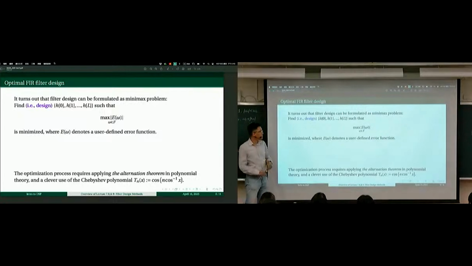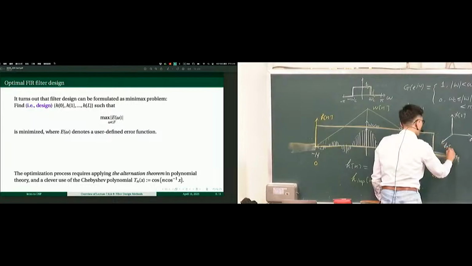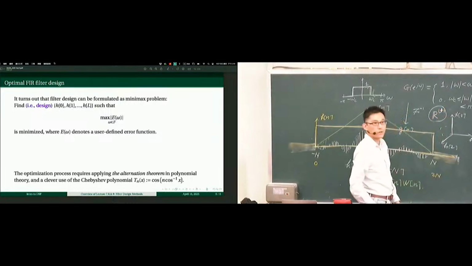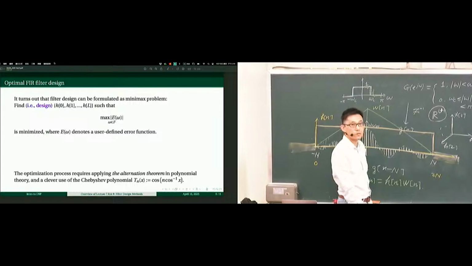So an FIR filter is a vector, if you will. It's an array of L+1 samples, L+1 unknown samples. So you can imagine that you have a space, with H0 being the first dimension, H1 being the next dimension, H2, a multiple dimensional space, R to the L+1. It's a search within this space. Any vector that minimizes the maximum performance deviation, right? So that's called optimal design, right?